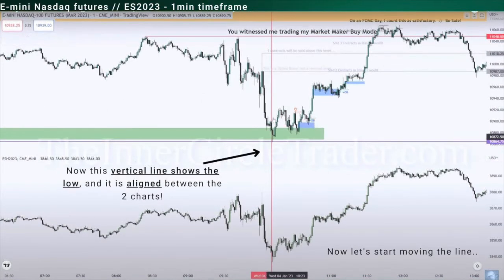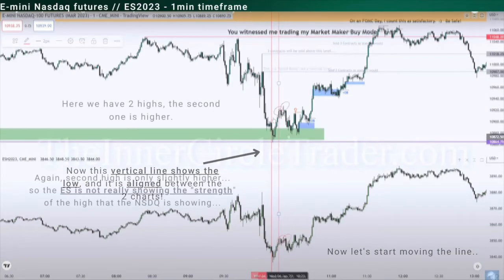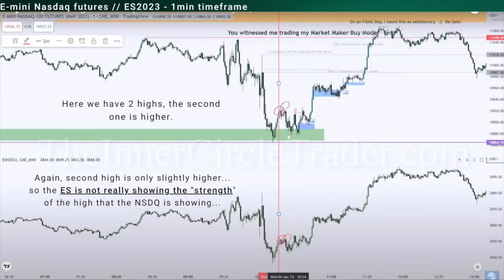Now look at this beautiful red vertical line. That line shows us the low, and it is a line between the two charts. So you see a low on the Nasdaq and a low on the S&P. Now let's slowly start moving the line towards our right and see if the other highs and lows are aligned. We move the vertical red line, and what we can see on the Nasdaq is that we have two highs and the second high is higher. What can we see on the ES?